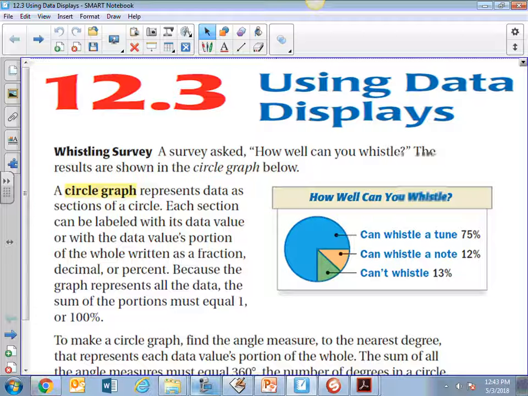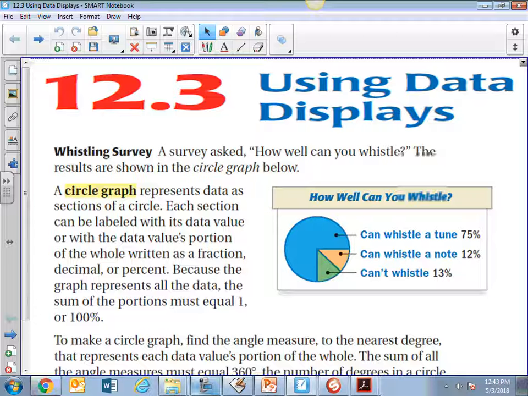The key with circle graphs is to tell how many degrees you have to cover to represent some data. That can be kind of tricky. The best way I know how to do it is with a protractor, and then we would measure the degree on the protractor. So that's what we're going to do today.